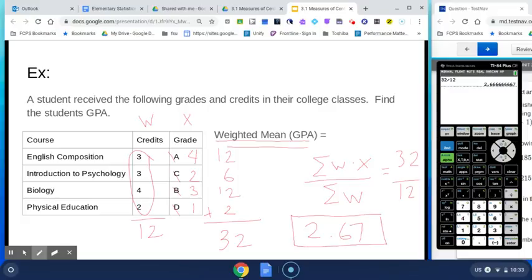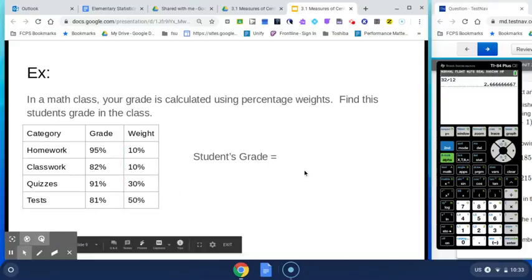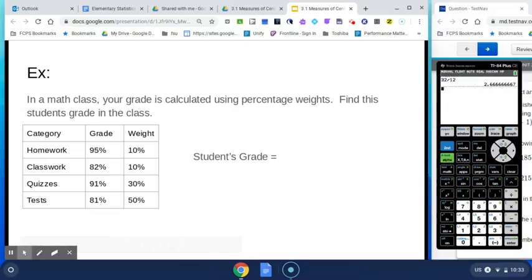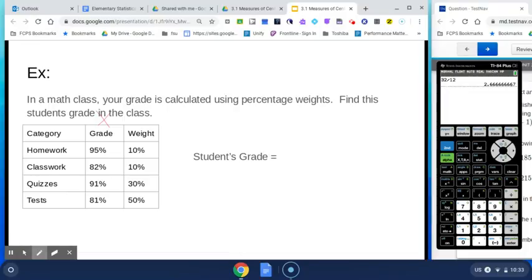That is what's called a weighted mean. Then it kind of looks like a frequency distribution because we have x values and we have frequencies or weights. All right, looking at another example, in a math class, your grade is calculated using percentage weights. Find this student's grade in the class. Again, we want to find the student's grade, so grade becomes the x values. And the opposite column represents the weights.